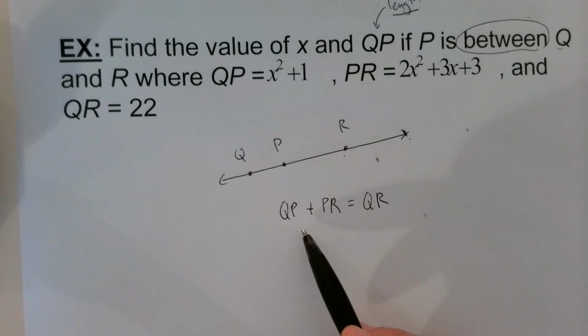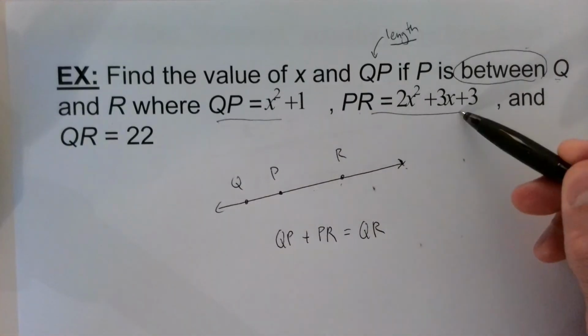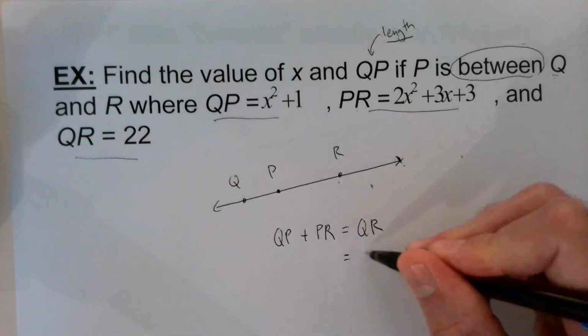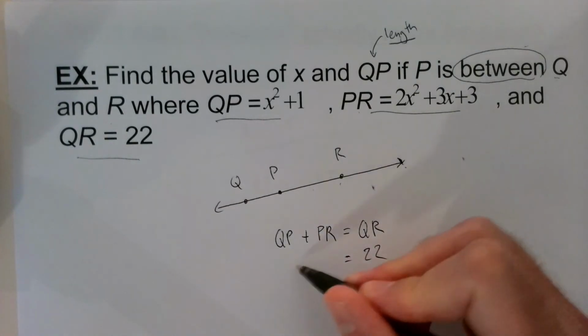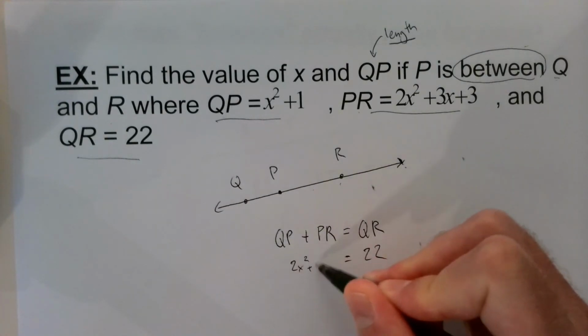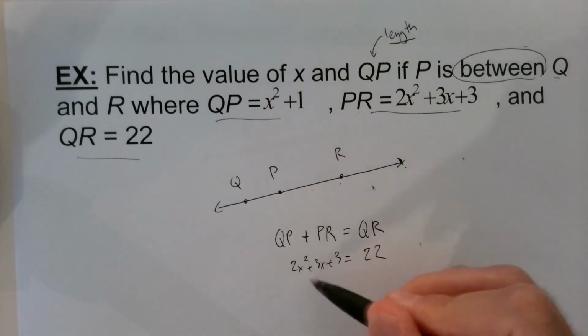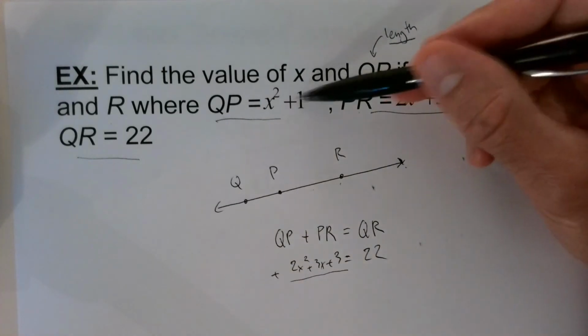So what do these all stand for? They're distances, and they told me some things I can put in place of those distances. For QR, I can put a 22. For PR, I can put 2x squared plus 3x plus 3. And then for QP, I can put x squared plus 1.